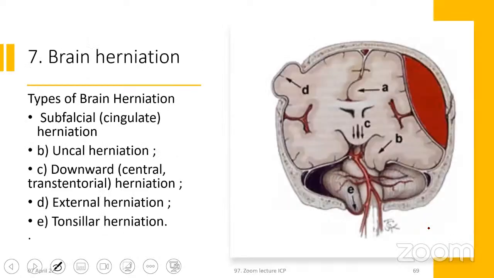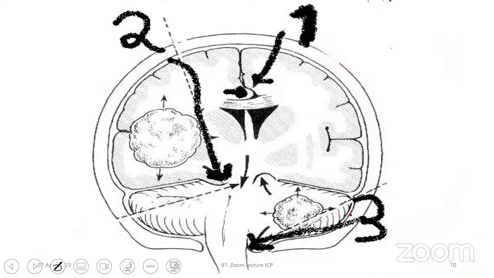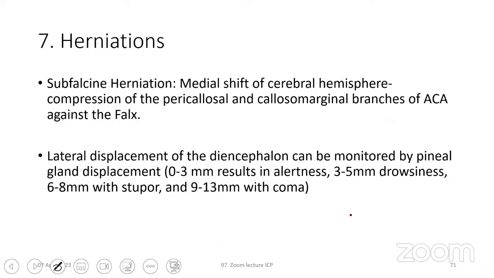Types of brain herniation: subfalcine herniation, uncal herniation. You can see the uncal herniation, the uncus is going on, subfalcine herniation. Downward central or tentorial central herniation, you can see that's going down. External herniation, that is D. Suppose there is a decompression, then it can be tonsillar herniation. This is the cerebellar tonsillar herniation. These are the types of herniation that occur, and the same thing is represented here.